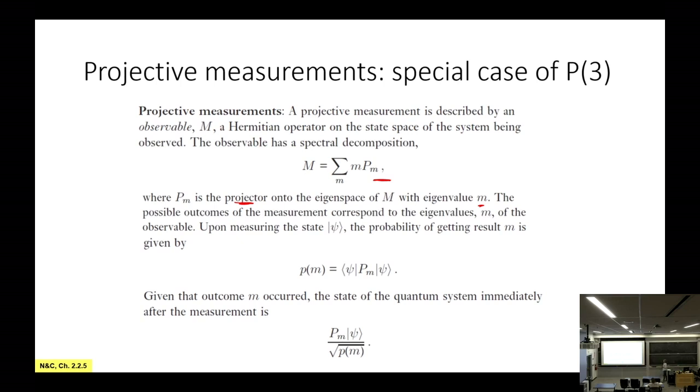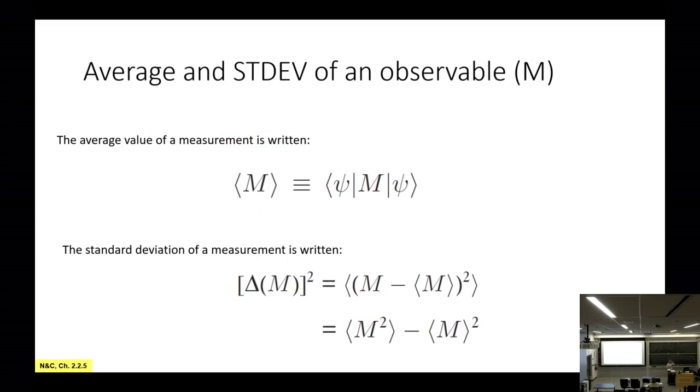And when we measure the state, the probability of getting the result m is given by P of M. The probability is just equal to this inner product. Very simple. And given that that outcome occurred, the state of the quantum system immediately after measurement is just equal to the projector times the state divided by the square root of the probability. So it looks a lot like what we did last class, but we simplified things in numerous ways that allow us to write down some pretty nice properties of these projective measurements.